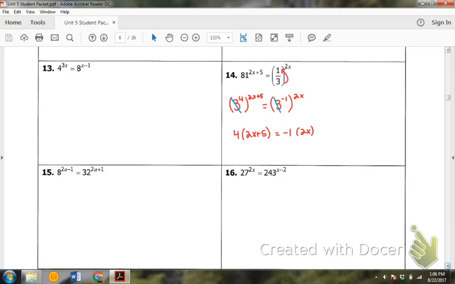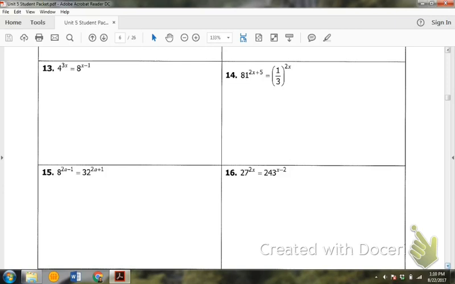What about 16? Let's try 16. Give 16 a go. Okay, so on 16 we get x to be negative 10. Anybody not get that? Not sure what happened? All right, let's look at setting up 17. Just setting it up.